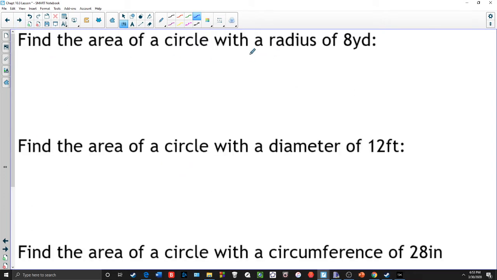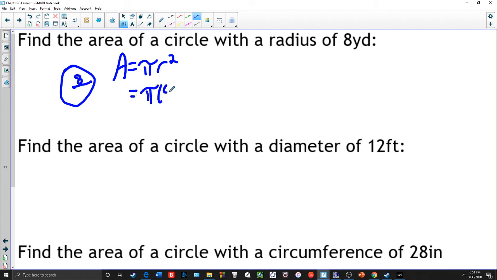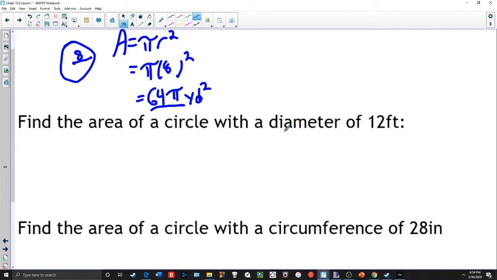So let's use them. Area of a circle with a radius of 8. Well, again, this is pretty simple if you want to draw it out. You have a radius of 8. Our formula is simply pi r squared, right? So it's just going to be pi times 8 squared, or 64 pi yards squared. And if you want to multiply this out, you can. If you want to leave it at 64 pi, that's fine too. A little bit easier to grade that way, to be honest. As always, be careful when they switch it up and give you the diameter.